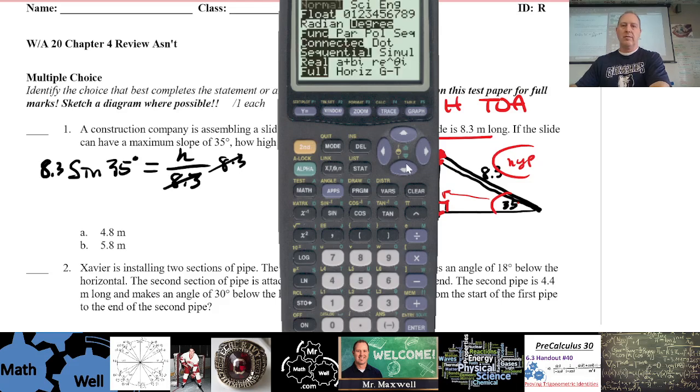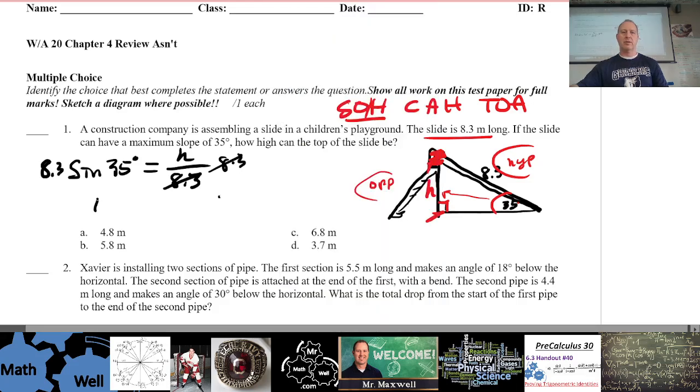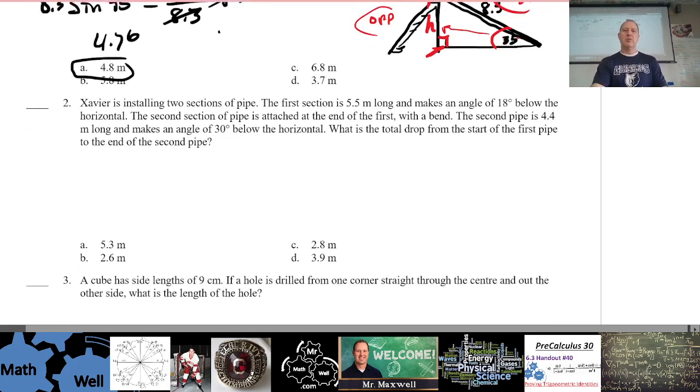Mine, because I use this in other classes, sometimes I have it in a different mode. So there we go. Actually, I switched it from degrees. So degrees, and then 8.3 times sine 35. 4.76. So what does that round to? Yeah. So did you guys get A? Anybody get A before I showed you that? Yes? All right, good job. Okay, let's keep moving on.